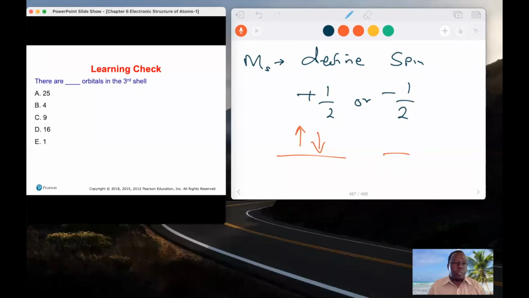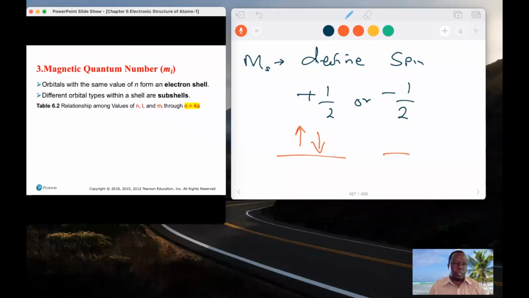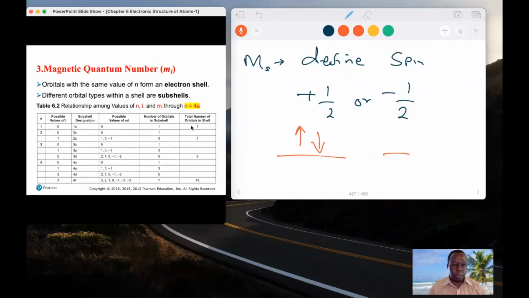There are how many orbitals in the third shell? Here the number of orbitals is 3. This is the table where we are talking about the number of orbitals. We have 9 orbitals.